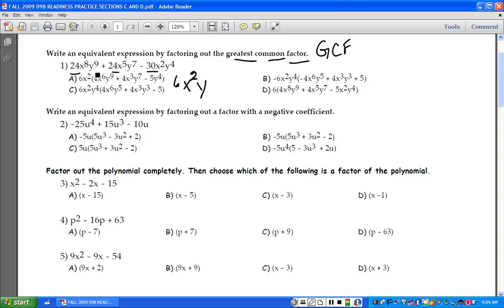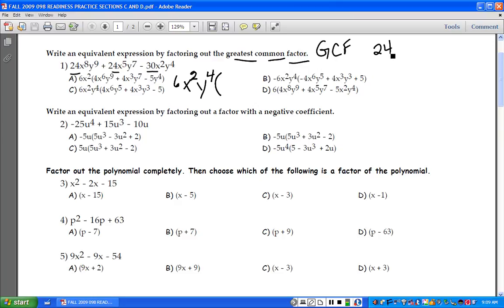Do the same thing for the y's. We have a y to the 9th, in the middle a y to the 7th, and at the end a y to the 4th. The smallest exponent of those y's is 4. So that's what we pull out. Then we open up parentheses and write what's left of our 3-term polynomial after factoring out a 6x squared y to the 4th.